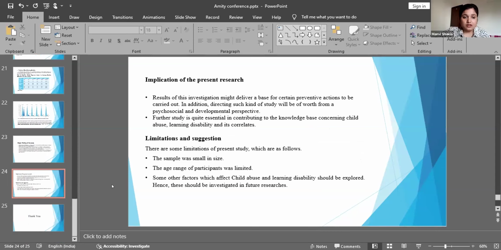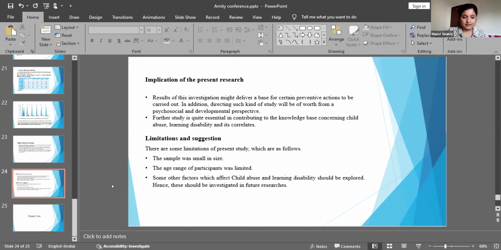Implication of this study. Results of this investigation might deliver a base for certain preventive actions to be carried out. In addition, conducting such kind of study will be of worth from a psychosocial and developmental perspective. Further, the study is quite essential in contributing to the knowledge base concerning child abuse, learning disability, and its correlates.